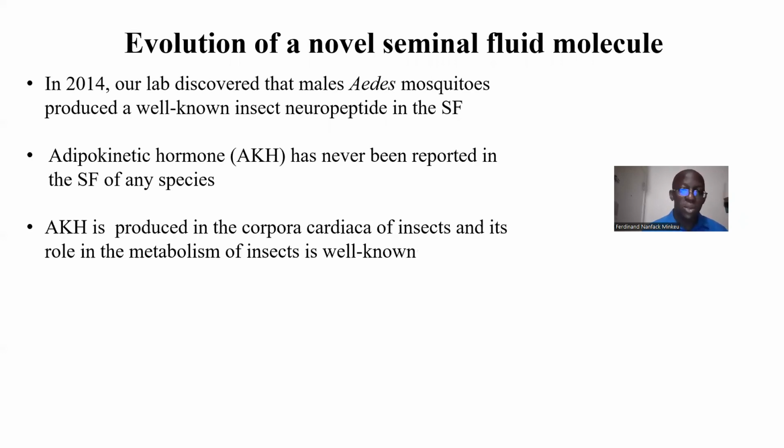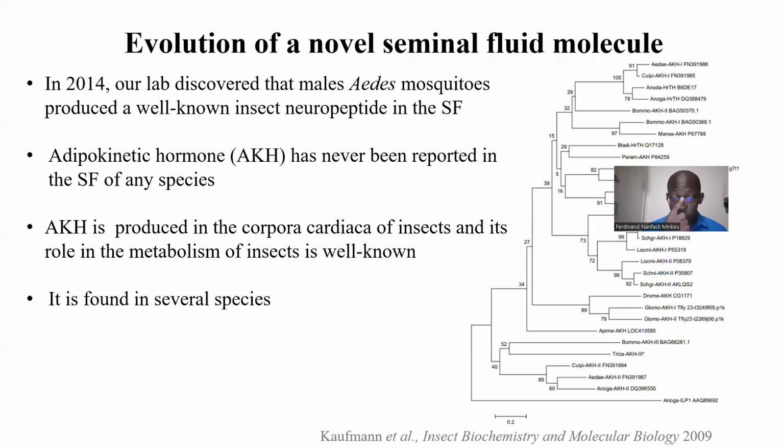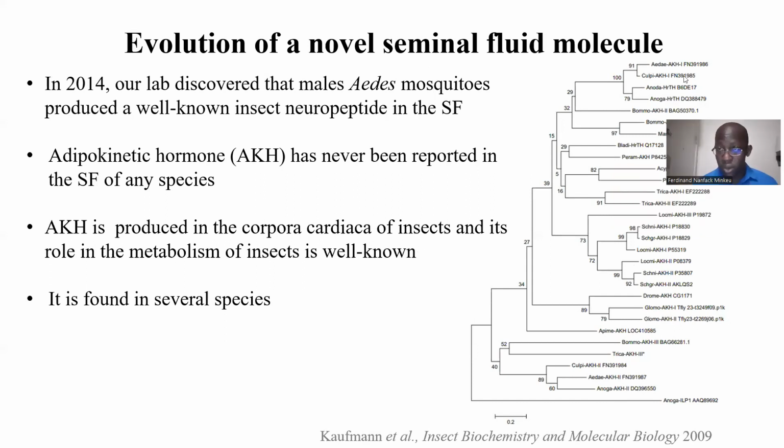It is very interesting because this adipokinetic hormone is synthesized in the corpora cardiaca, in the heart, and it is mainly involved in the metabolism of insects. If you check the literature, one of the well-known functions of adipokinetic hormone is metabolic, the mobilization of energy. We also know that it's found in several insects, for example in Culex pipiens, the main vector of West Nile virus, and in Anopheles gambiae, the main vector of malaria.